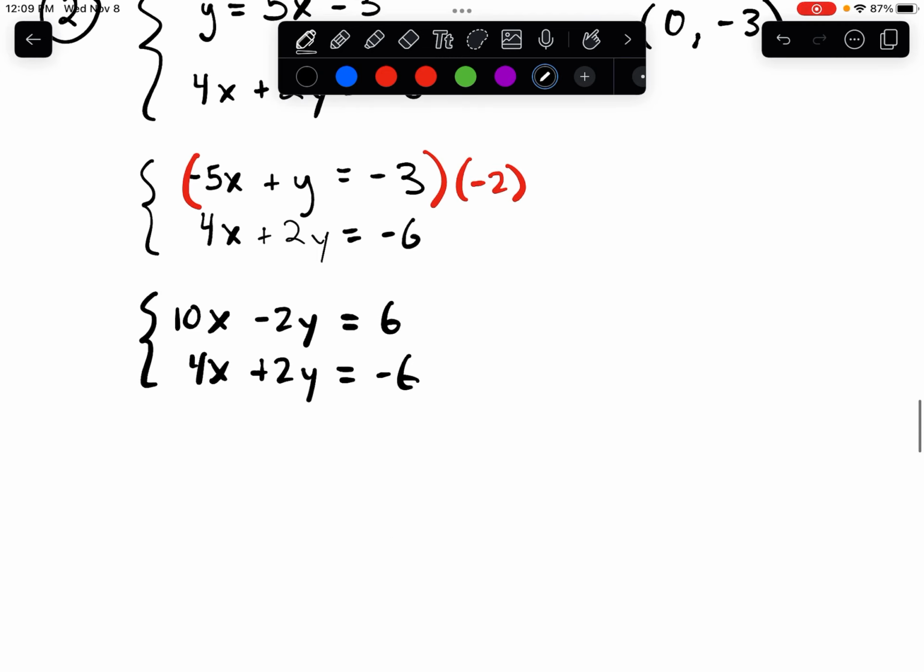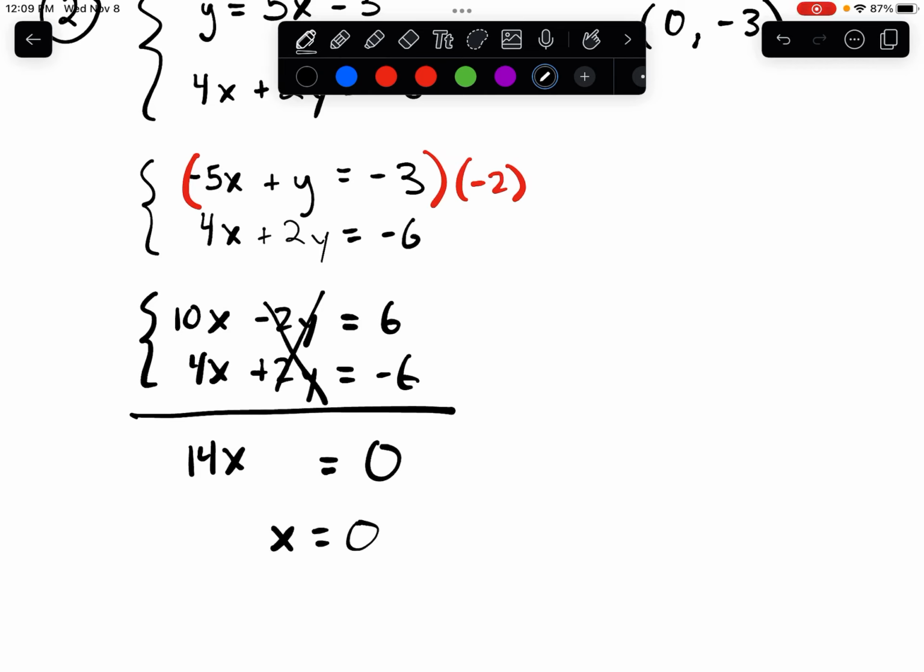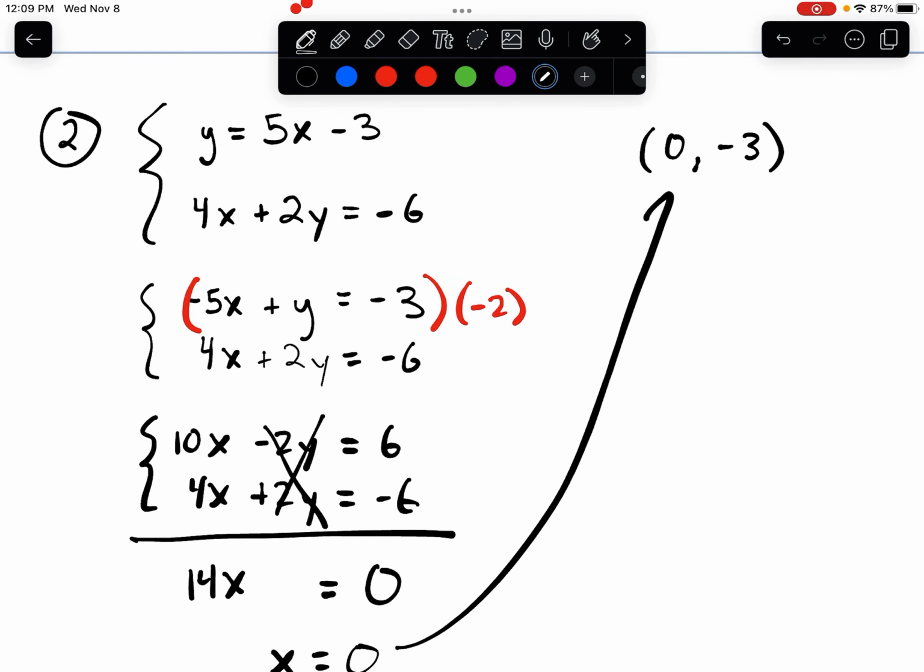All right. So now I'm going to go ahead and add all these together because I have opposite coefficients, right? A negative 2 and a positive 2 will eliminate. So 10x plus 4x is 14x. These eliminate, and that's going to equal 0, right? 6 minus 6 is 0. I can divide both sides by 14, and we figure out that x is 0. And again, that's what we should expect to get. If I were to graph this, I would see that they intersect where x is 0.